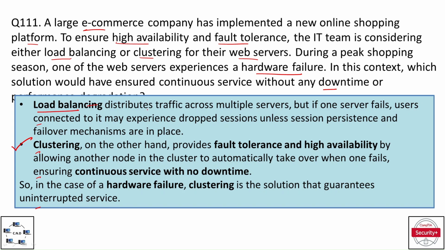Load balancing basically distributes traffic across multiple servers, but if one server fails, users connected to it may experience some dropped sessions unless session persistence and failover mechanisms are in place. Clustering, on the other hand, provides fault tolerance and high availability by allowing another node in the cluster to automatically take over when one fails, ensuring continuous service with no downtime. So in this case of a hardware failure, clustering is the solution that guarantees uninterrupted service.